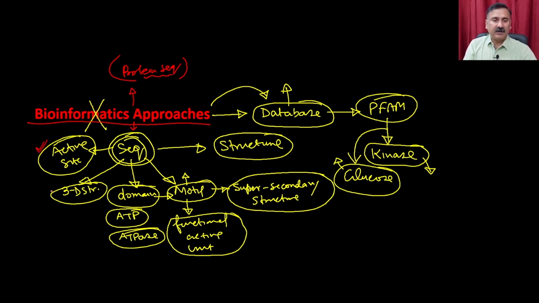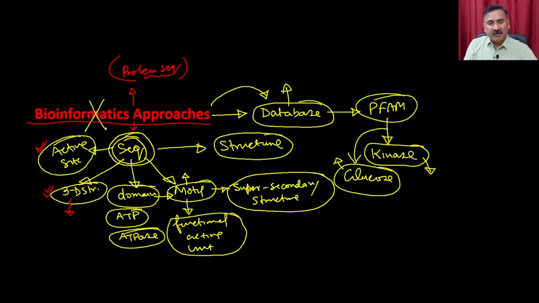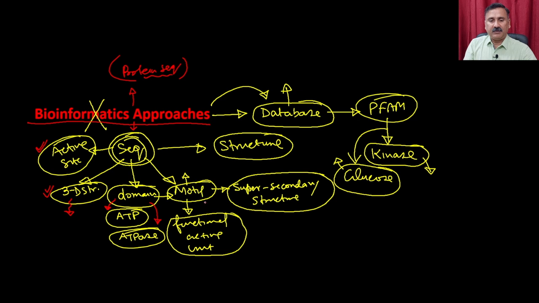Taking these things, you can also make a three-dimensional structure, and the three-dimensional structure will allow you to visualize the 3D structure or the active site. You can also take this sequence and identify the domains. So you can say whether there is an ATP binding domain present in that particular sequence or not, whether this domain has ATPase activity or not, because this sequence forms the domain which is the ATPase domain in other proteins. And then you can also identify motifs.